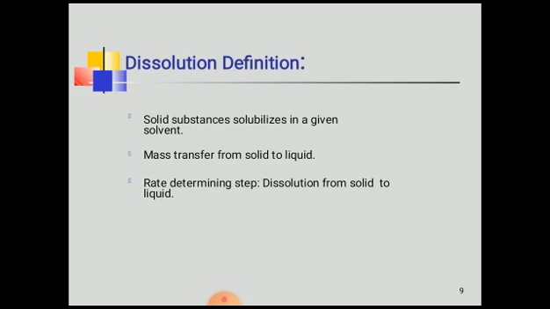Why? Because in that step only we can get to know how much of the drug will be released at a particular time, by taking the concentration at different time intervals. So that's why here dissolution from solid to liquid is called the rate determining step.